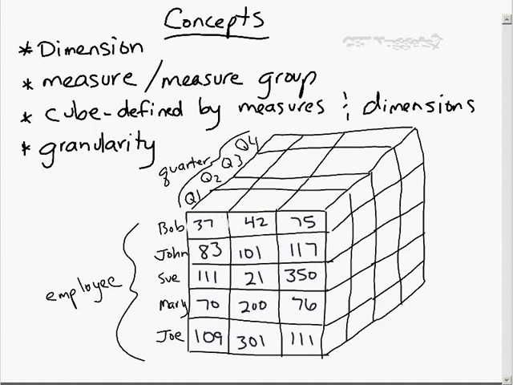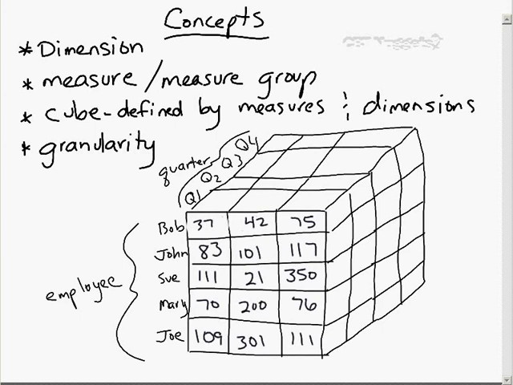Now this particular cube here is very simple because we only have 2 dimensions, but as I mentioned, we can have multiple dimensions. I might organize these employees into different departments. So maybe Bob and John belong to one department and Sue, Mary, and Joe belong to another department. I might decide to measure my sales by the departments as well as the employees. So the granularity just means how detailed do we want to get.